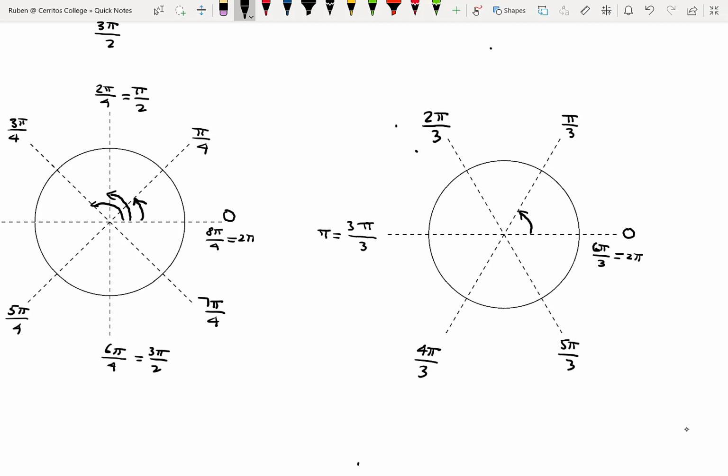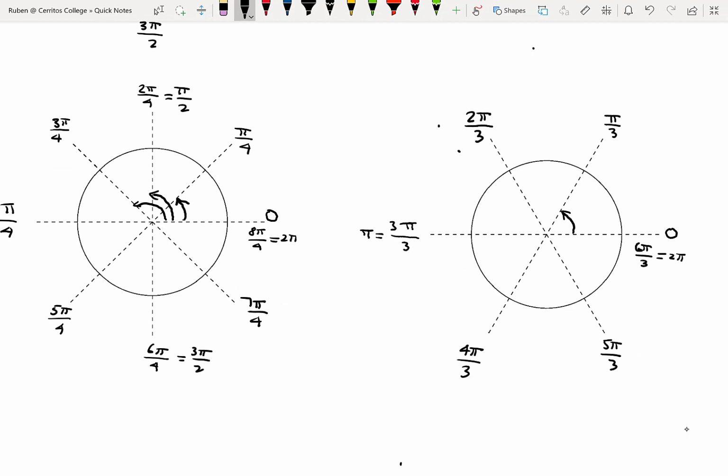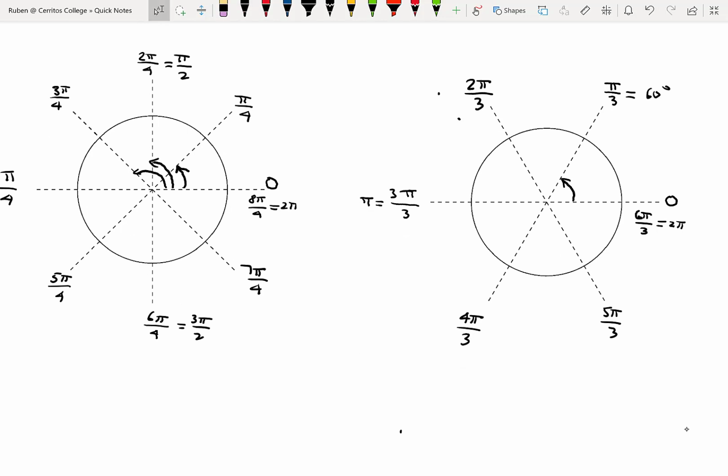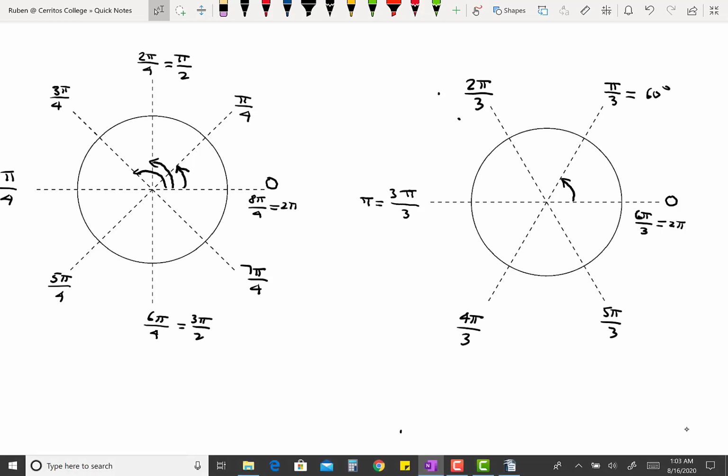Pi equals 180, so if pi equals 180, pi divided by 3 should equal 180 divided by 3. So specifically, pi over 3 is 60 degrees. 2 pi over 3 is 60 degrees times 2, which is 120. 3 pi over 3 would be pi, etc. Okay, so let's do this one more time. Let's take the angle pi and divide it not into thirds, but into 6 equal subdivisions. Okay, let's do that.